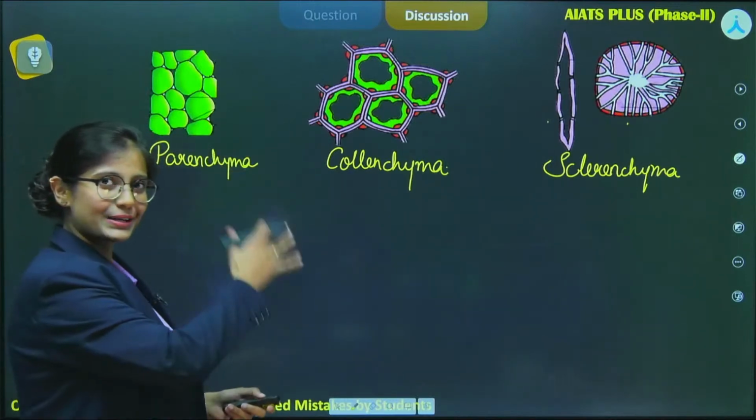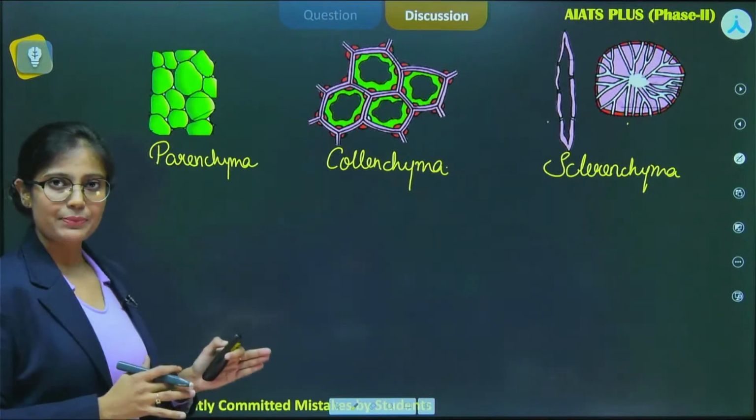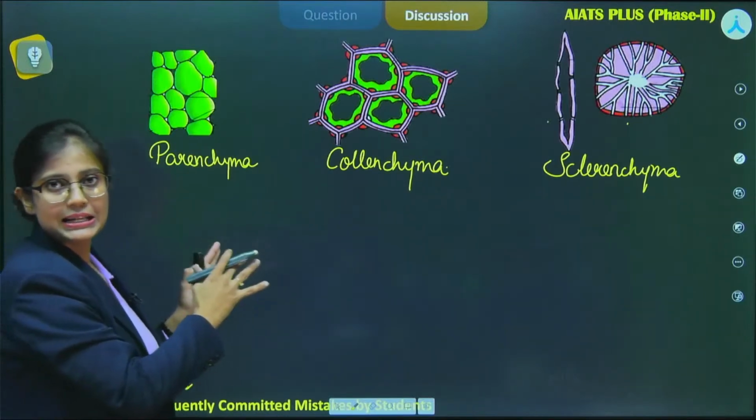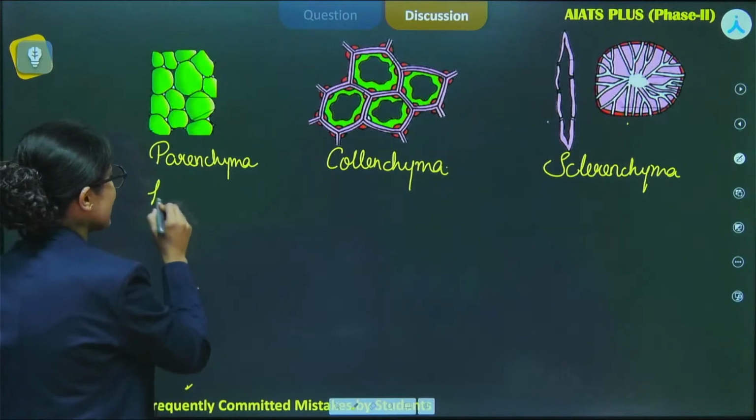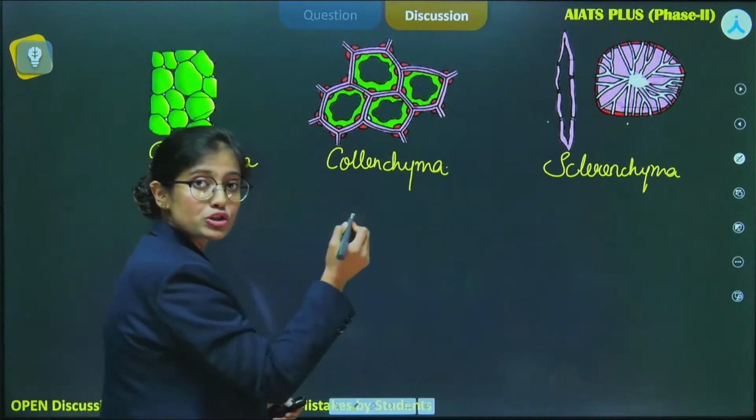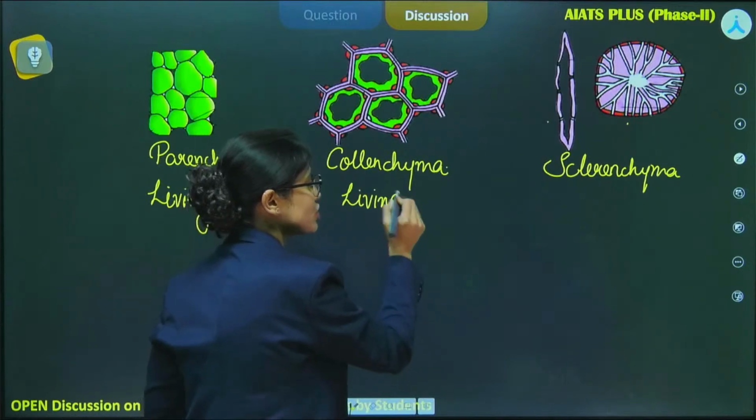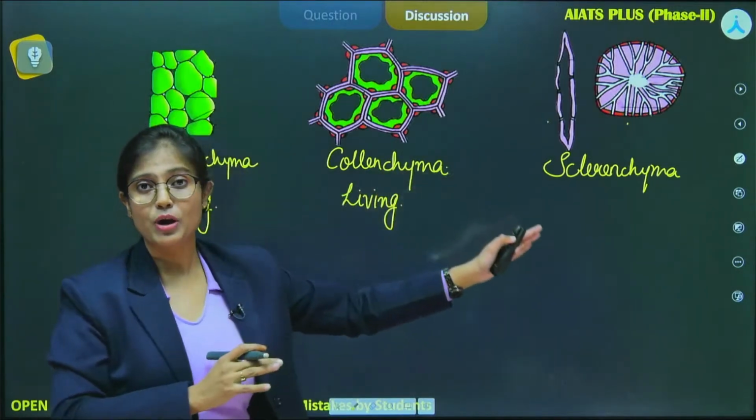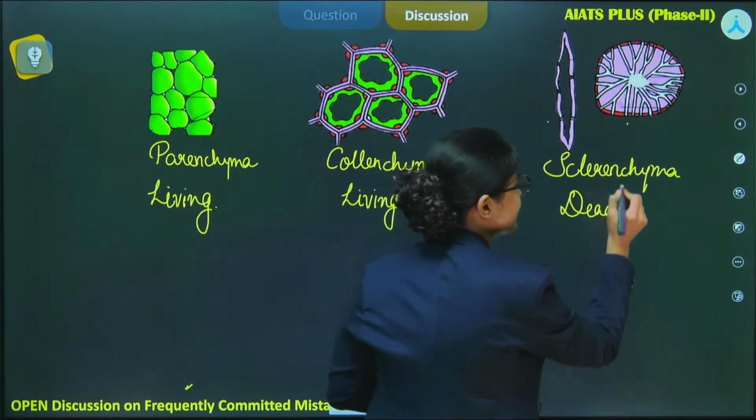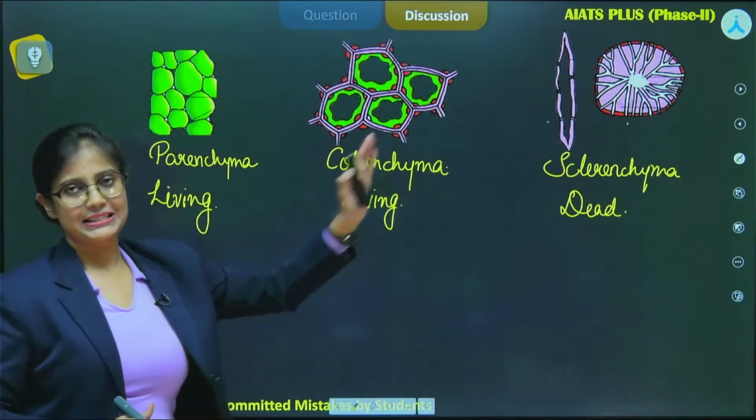Okay, now let's get back to this concept, the type of cells present in these types of tissues. At maturity, the protoplasm is present in the cells of parenchyma. That's why the cells are living. It is composed of living cells. If we talk about collenchyma, here protoplasm is also present when they are matured, so they are also living. But in sclerenchyma, at maturity, cells lose their protoplasm. That means those are dead cells. So these tissues are basically composed of dead cells.